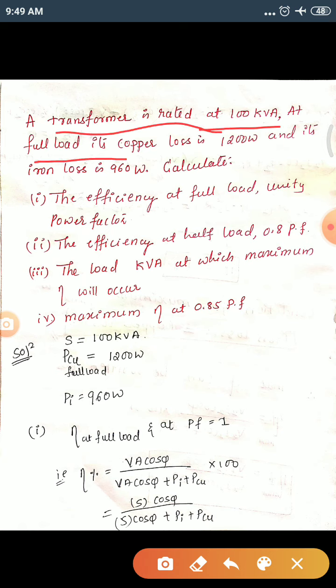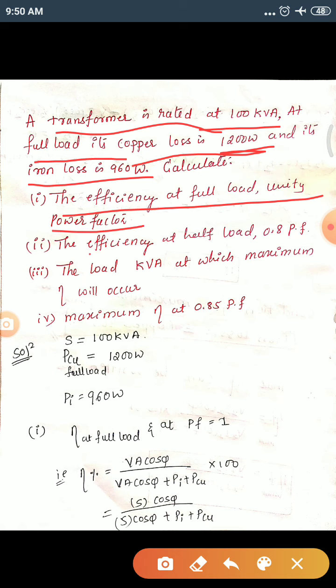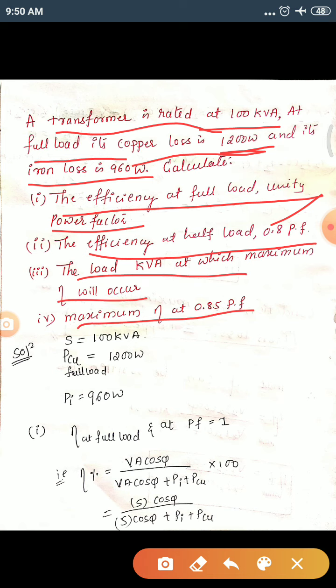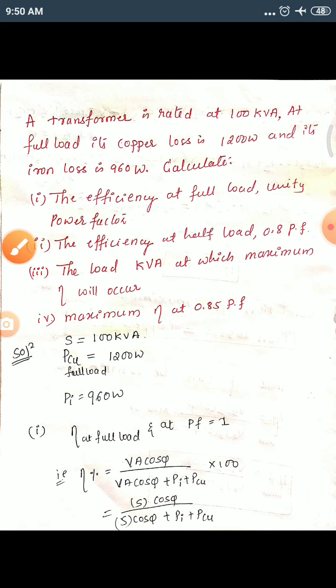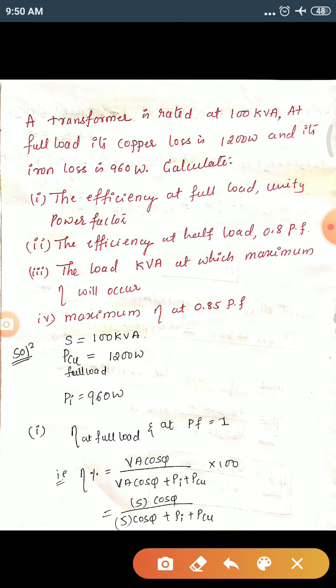At full load its copper losses are 1200 watts and its iron losses are 960 watts. Calculate the efficiency at full load, unity power factor, the efficiency at half load and the given power factor, the kVA load at which maximum efficiency will occur, and the maximum efficiency at 0.85 power factor. Let's see what questions they have asked and how to calculate. Let's see the data they have specified for us.